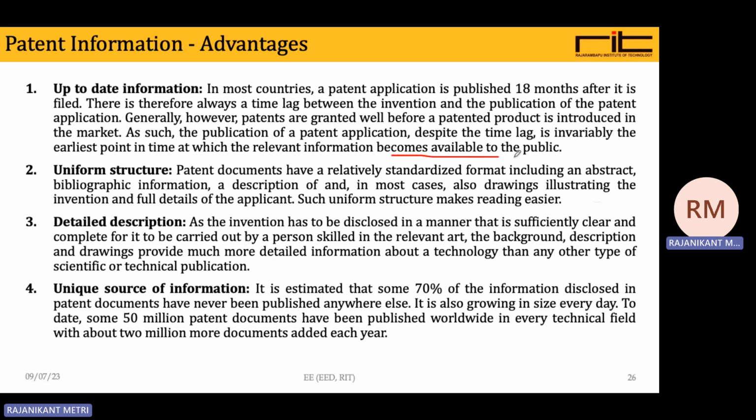So only once it is patented or granted, then only it is available to the public, and then it gives the up-to-date information about the particular invention.